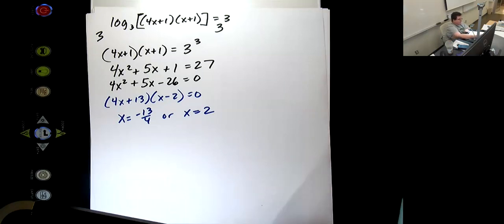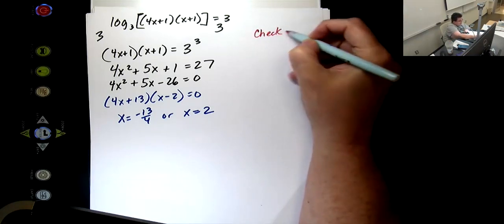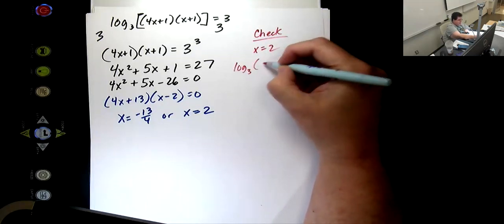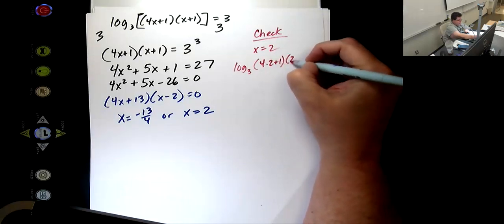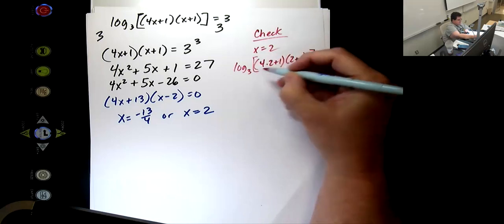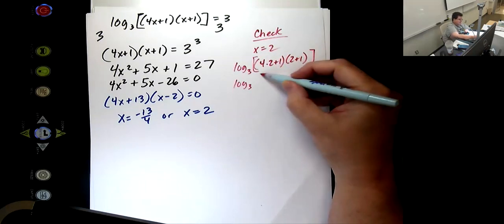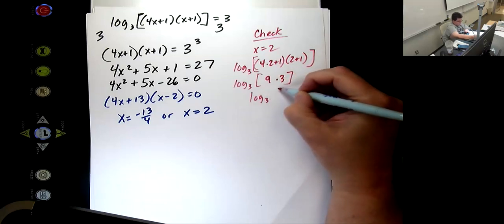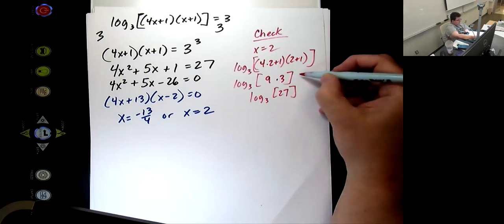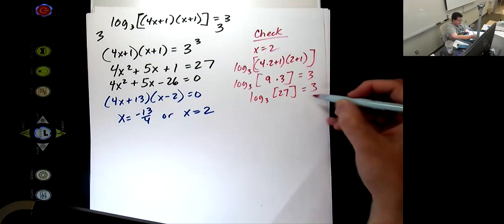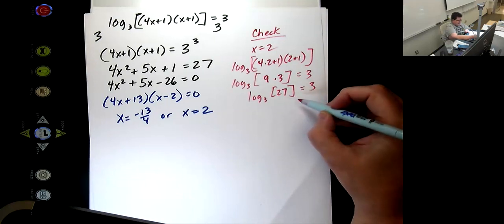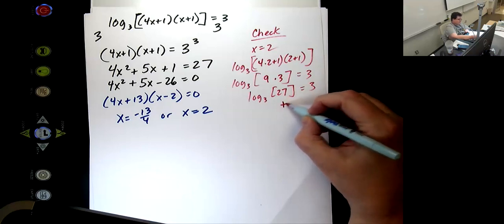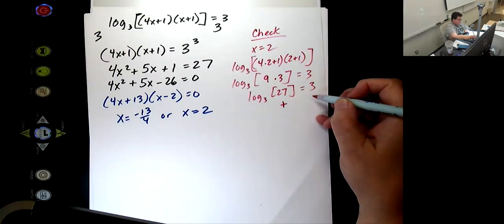We check our work. x equals 2. I got log base 3 of 4 times 2 plus 1 times 2 plus 1. So that is 9 times 3, or 27. On the right side, I need it to equal 3, and it does. The big idea here is this is positive. So it works. It didn't create a violation.